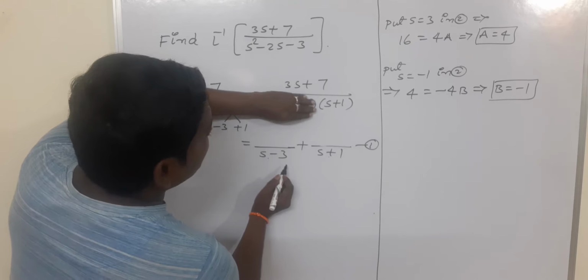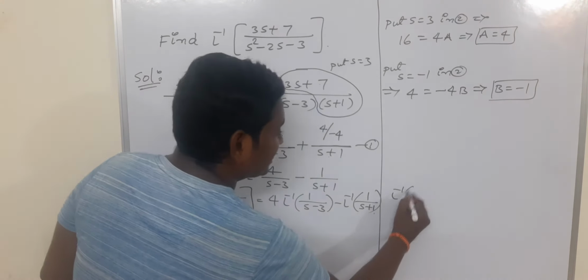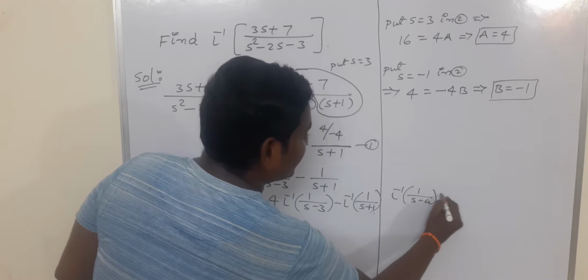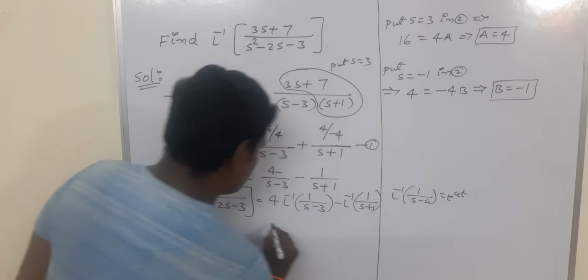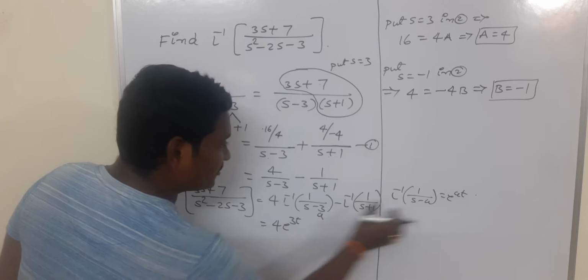L inverse of 3s plus 7 whole by s square minus 2s minus 3 is equal to, 4 is the constant term, take it outside from L inverse. You will get L inverse of 1 by s minus 3 minus L inverse of 1 by s plus 1. Clearly this is in the form of L inverse of 1 by s minus a, it is e power at. So 4 into, here a is 3. That's why compare this term with this formula.